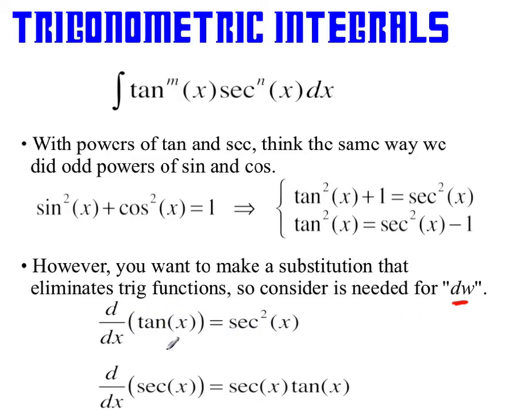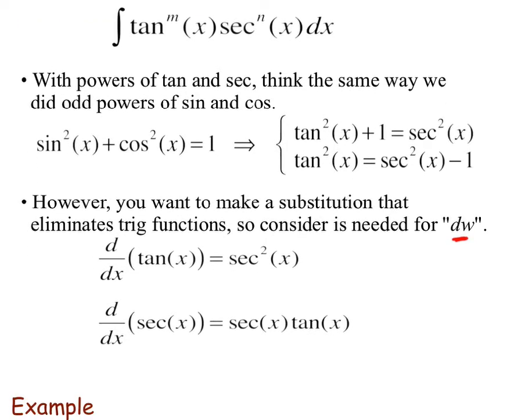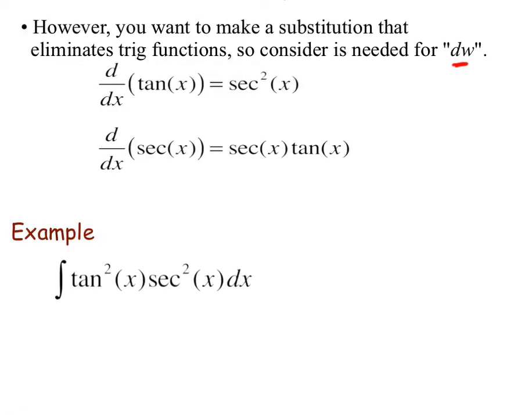So if we're going to make a substitution, let's say w be tangent of x, then the dw would be the secant squared. So we'd actually want a pair of secants left. And in a similar manner, if we're going to let w be secant, we'd actually need a secant times tangent left over for the dw. So that's what makes this a little different, but that's what you then need to look out for to have left over.